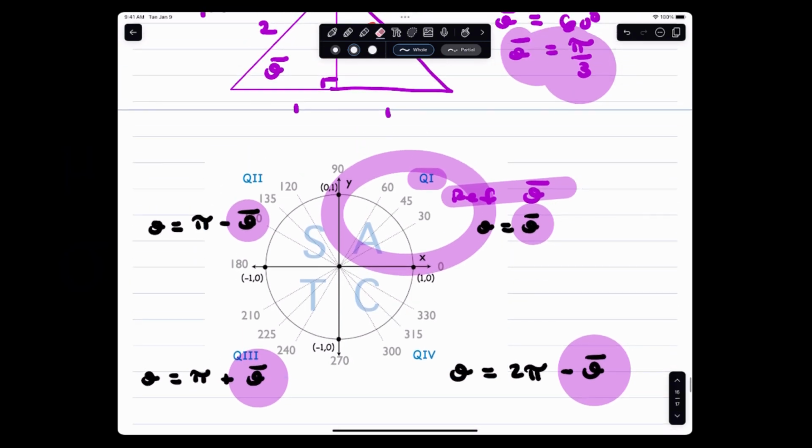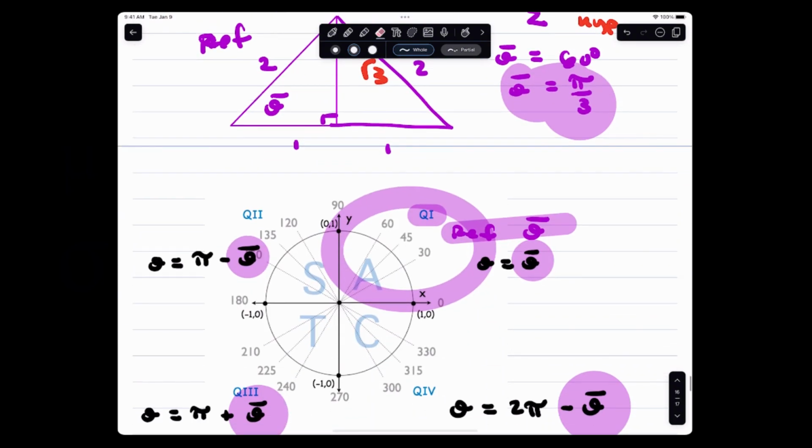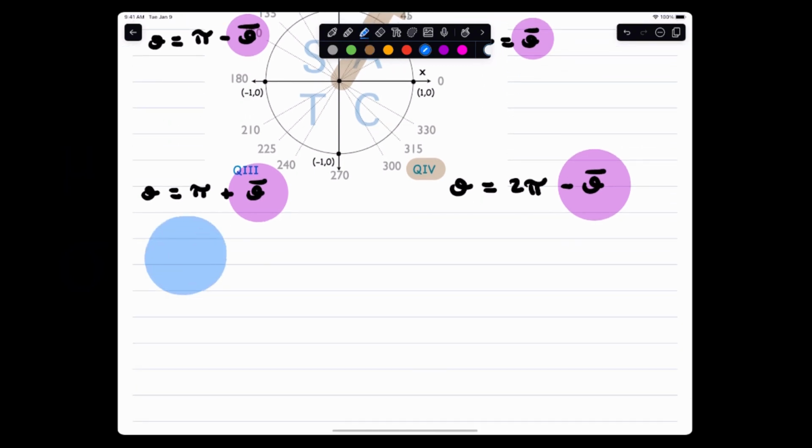Well, what you're going to do here is this. Let's go back. Remember, cosine is positive now in what quadrants? Let me get rid of this. Where is cosine positive? I'll put that in gold. It's going to be quadrant 1 and 4. We already know that reference angle is 60. Is that true? That's our first solution. So theta 1, 60 is pi over 3.